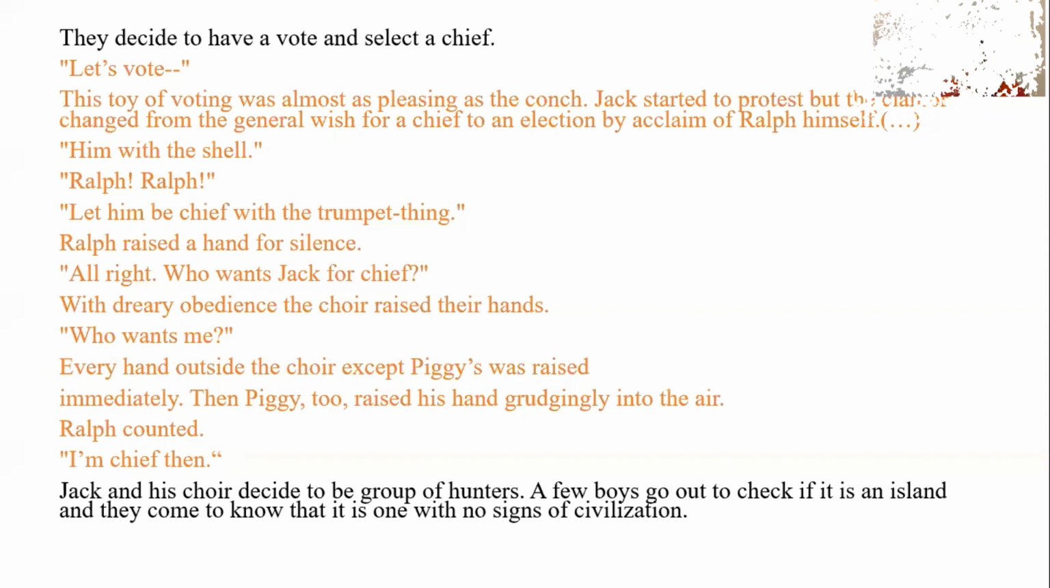Jack started to protest, but the clamor changed from the general wish for a chief to an election by a claim of Ralph himself. "Him with the shell. Ralph." Everybody starts saying that. "Let him be the chief with the trumpet thing." Ralph raised a hand for silence. "All right, who wants Jack for chief?" With dreary obedience, the choir raised their hands. "Who wants me?" Every hand outside the choir, except Piggy's, was raised immediately. Then Piggy too raised his hand grudgingly into the air. Ralph counted. "I am chief then."